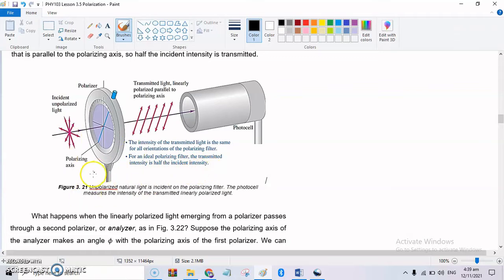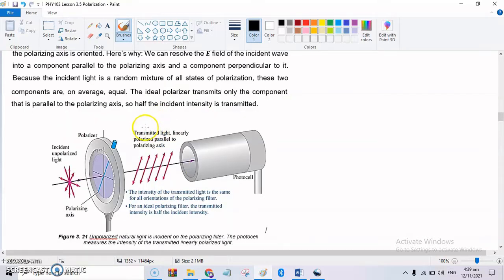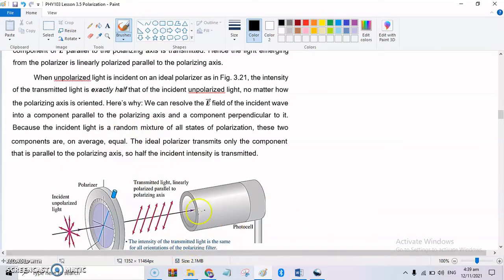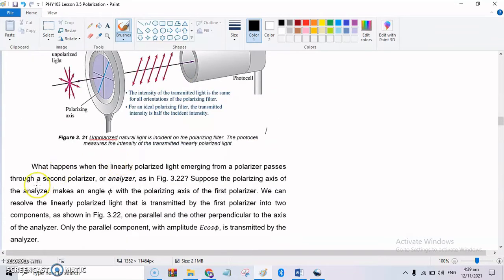So in this figure 3.21, unpolarized natural light is incident on the polarizing filter, and the photocell measures the intensity of the transmitted linearly polarized light. So the photocell will only measure these intensities. Okay. So I have explained this figure.